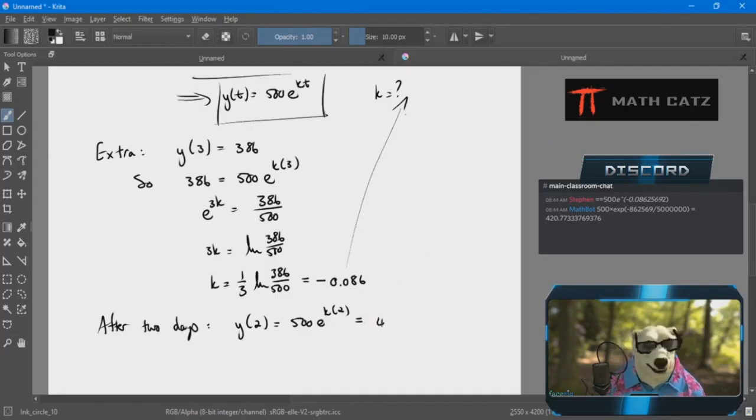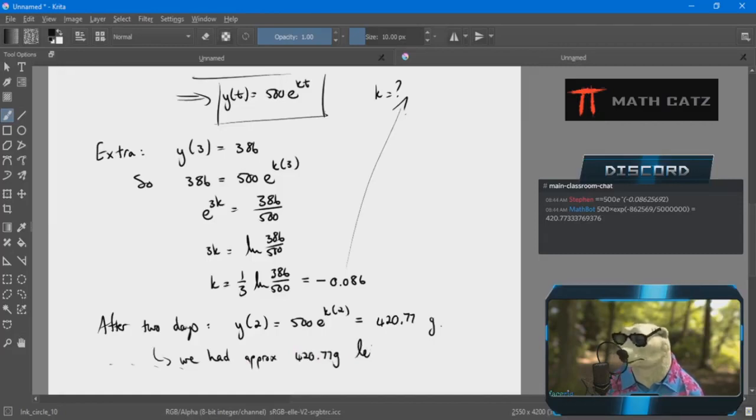And we get that 420.77 grams were left. You can write your concluding sentence here. We had, I guess, approximately 420.77 grams left. So everything is very similar. We just now have a decay scenario, and the decay constant instead of the growth constant is the only real adjustment.